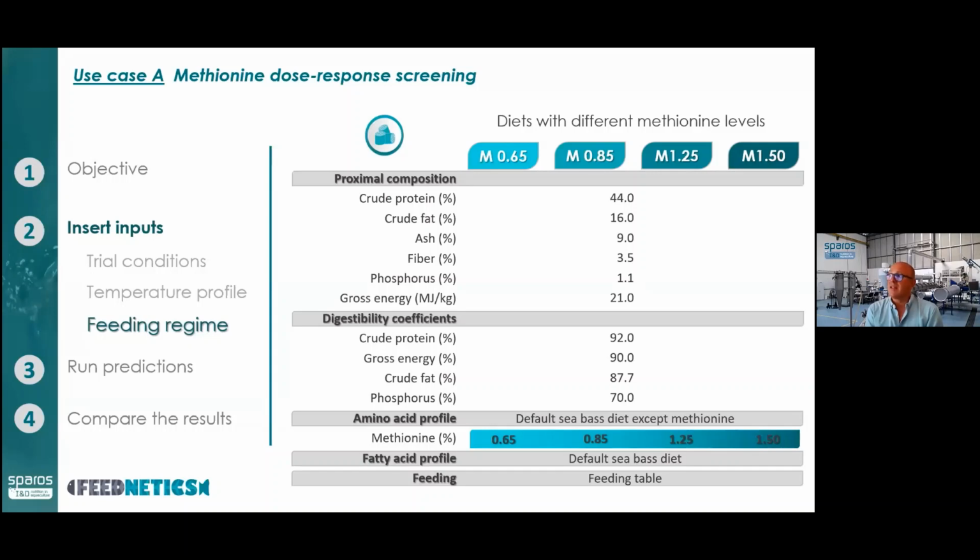So the 4 diets had the same crude protein, 44%, and the same crude fat, 16%. The digestibility coefficients were also assumed to be the same for the 4 diets. The amino acid profile in the diets met all the known requirements for seabass, and so did the fatty acid profile. Feeding was defined as a feeding table based on fish size and temperature, which was fixed in this case.